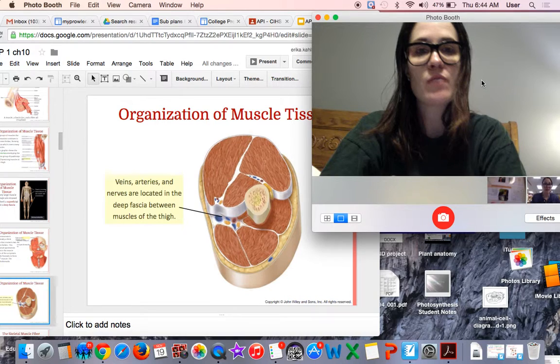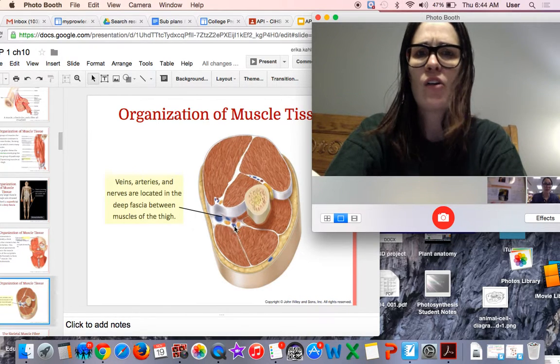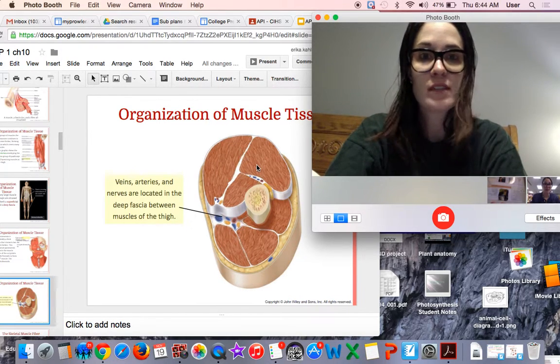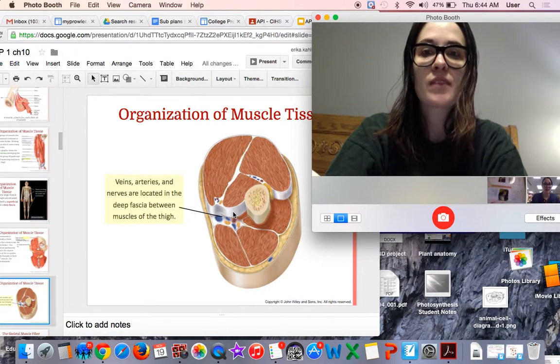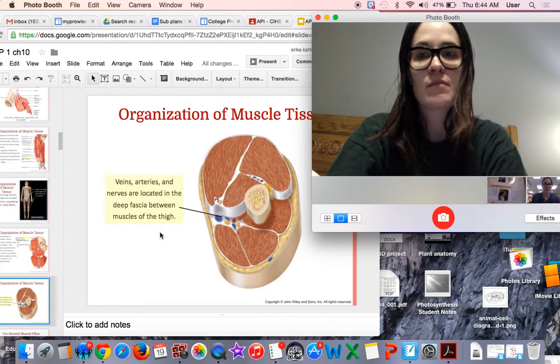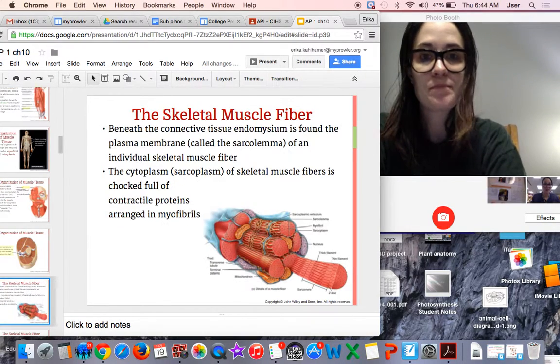This is just a horizontal cut through a muscle of the thigh, and you can see the bone right there and how the muscles surround it and overlay it. And then we also see deep in the fascia, we see nerves, arteries, veins. Okay.